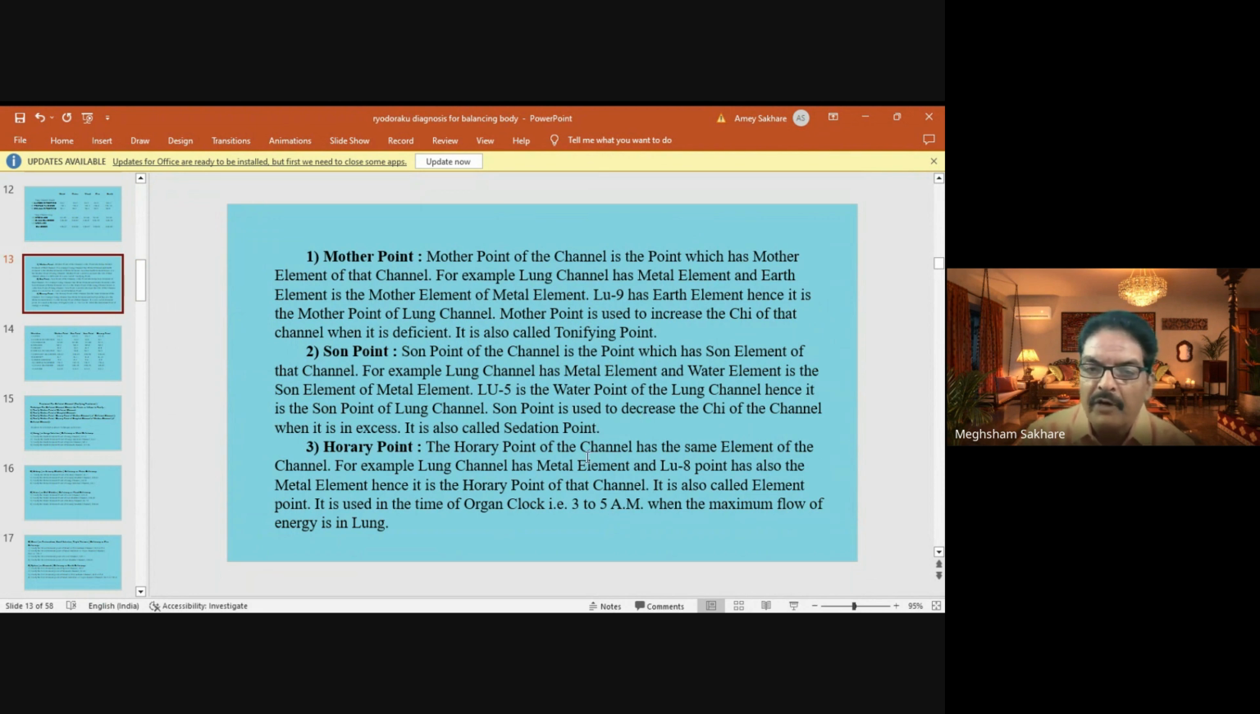Then the horary point of the channel has the same element as the channel. For example, lung channel has metal element and lung 8 point also has the metal element, and it is the horary point of that channel. It is also called the element point. It is used at the time of the organ clock, that is 3 to 5 a.m., when the maximum flow of energy is in the lung.